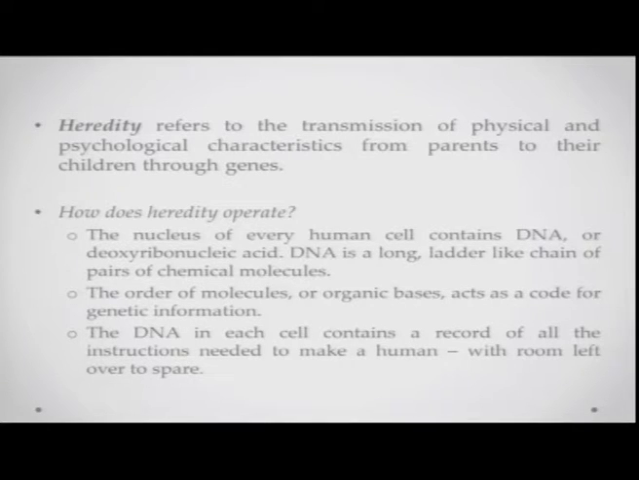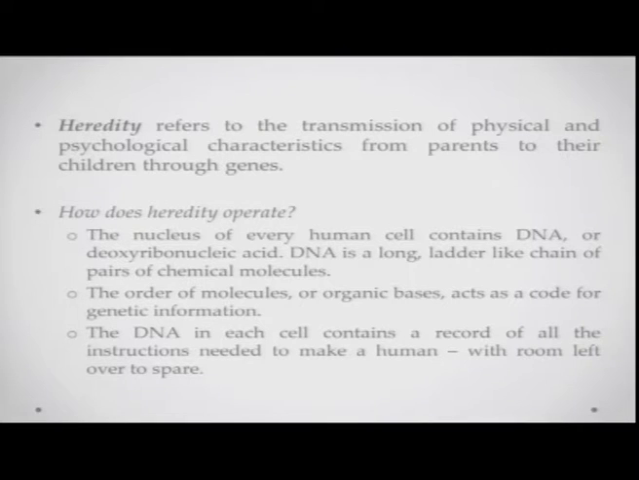Now, how does heredity operate? The nucleus of every human cell contains what is called the DNA, or deoxyribonucleic acid. DNA is basically a long ladder-like chain of chemical molecules. The order of these molecules, or the organic bases, acts as a code of genetic information. I am sure you must have seen this helix-like figure of the DNA everywhere, and you will see that the components are A, T, C, G, and the sequence of these molecules encodes the particular information that the DNA is supposed to transmit from one generation to the other.